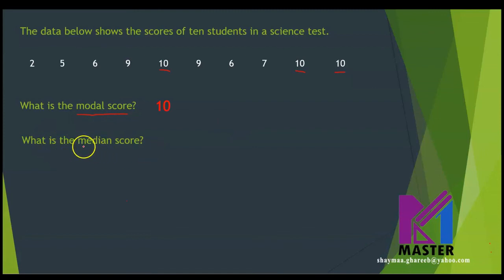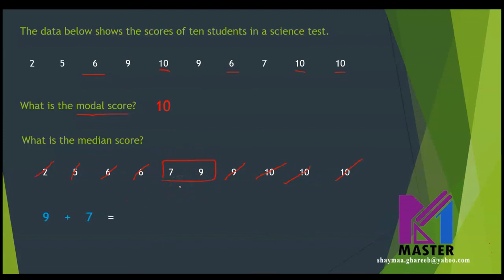What about the median? We said in order to get the median score, first step, we have to arrange all the data from the smallest to the biggest. So now let's arrange: 2, 5, 6, 6, because I have 2 6s in the data, 7, 9, 9, then 10, 10, 10. Now, after arranging the data, I will choose the number exactly in the middle. I will cross the smallest with the biggest, smallest with the biggest, and then I will have 2 values in the middle.